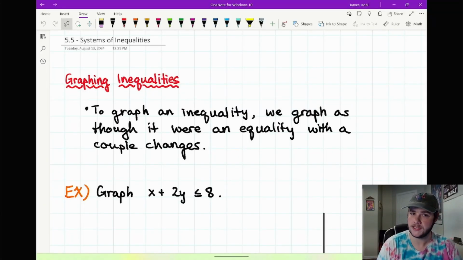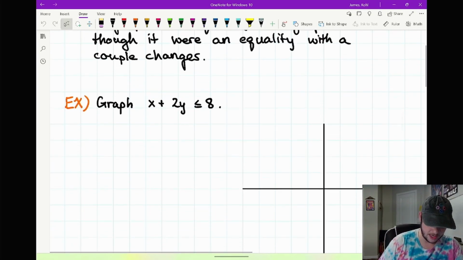In order to solve systems of inequalities, we need to know how to graph them. So the first part of this series is just going to be about that topic, graphing inequalities. To graph an inequality, we graph as though it were just an equation or an equality with a couple of changes that I'm going to explain here. So let's do an example together.